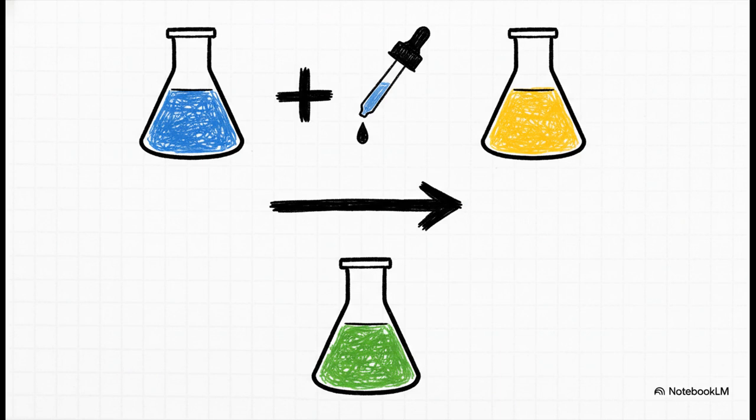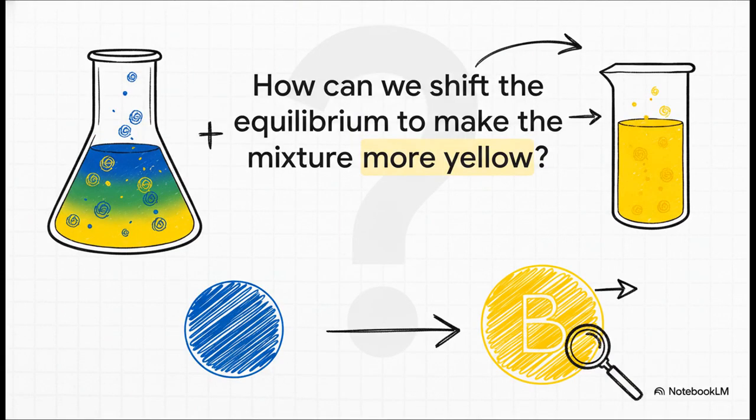Okay, for our final example, we're moving out of gases and into a solution. And this one's kind of cool because we have a really clear color change from blue to yellow, which makes it super easy to see when the equilibrium shifts. So the mixture is green. That tells us we've got a bit of the blue stuff and a bit of the yellow stuff all mixed together. Our mission then is to figure out how we can nudge this reaction to the right to make it more yellow. What's our move?